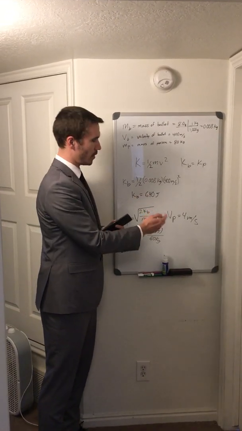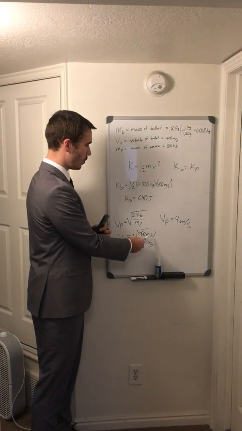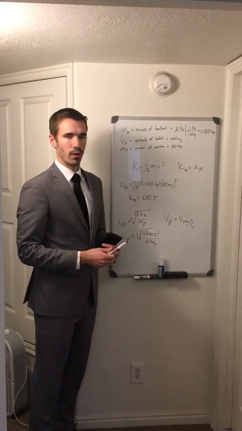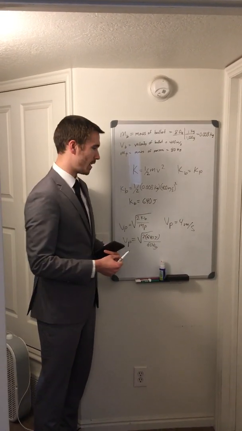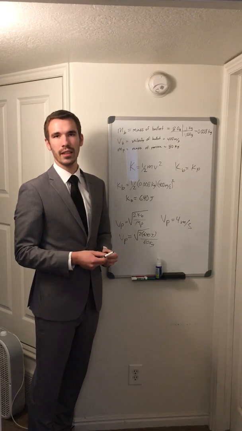The reason we get meters per second is that the kilograms cancel out the kilograms from the joules, and the square root makes it so it's just meters per second. And that's how we get our 4 meters per second, which is the answer to question 13 in chapter 10.